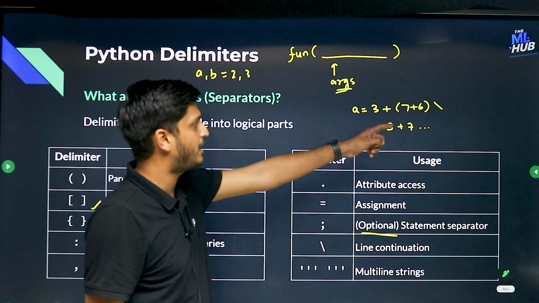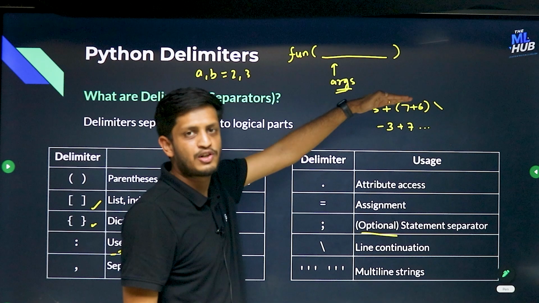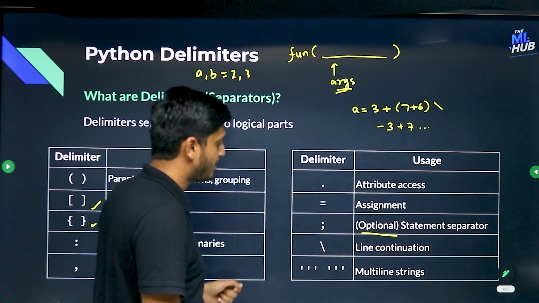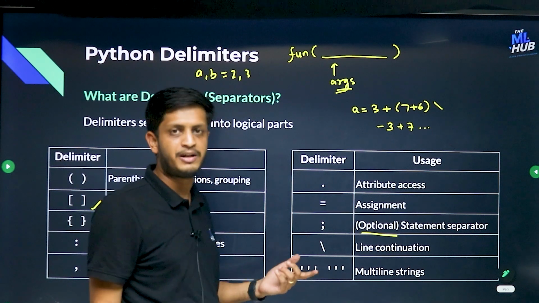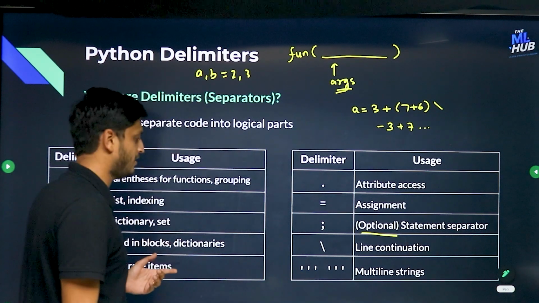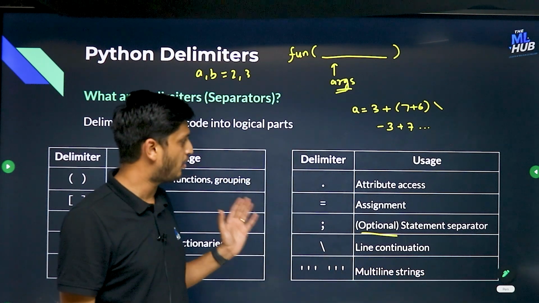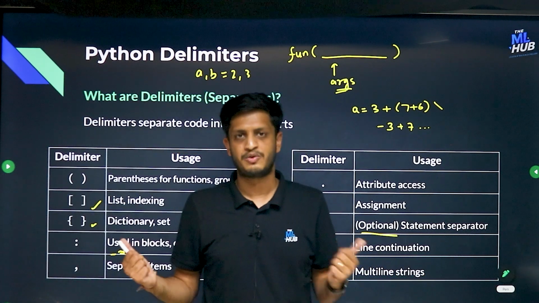So this is also a separator. If you want to write a single piece of logic in multiple lines, you can use the line continuation delimiter. Then multi-line strings are also a type of delimiter. Sometimes they are considered as delimiters only. All of these are delimiters with their usage in Python.